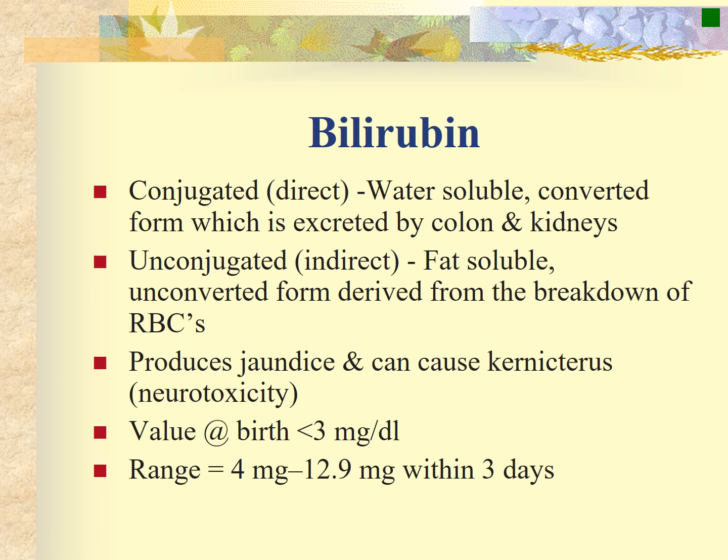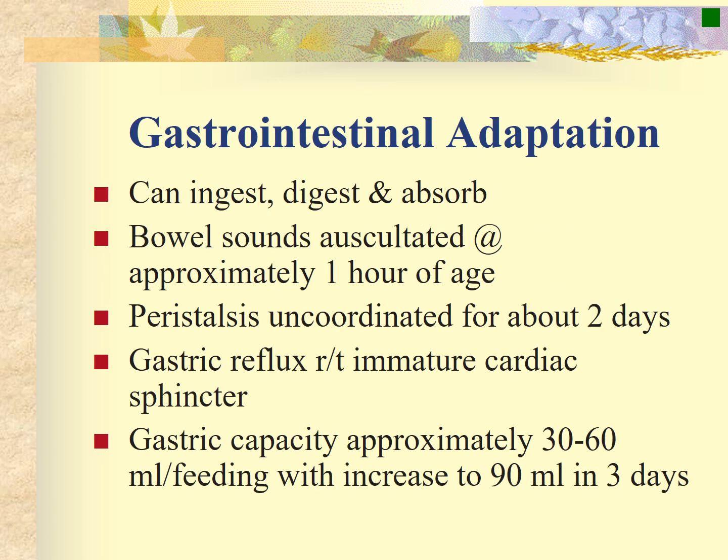And if it gets severe enough, they will get what's called kernicterus, which is really severe. It causes permanent neural damage to the central nervous system. So it's really important we prevent that. And it's easily treated. You just got to know what it is. Recognize that it's there. Their GI tract, they can ingest, digest, and absorb. They have been doing that, so they just keep on doing it.